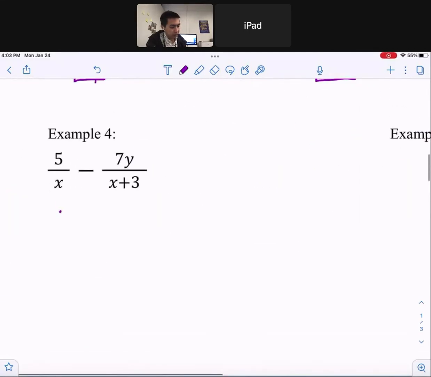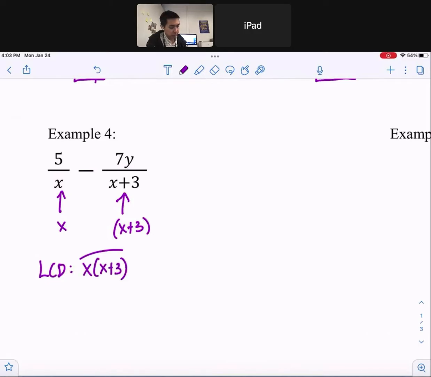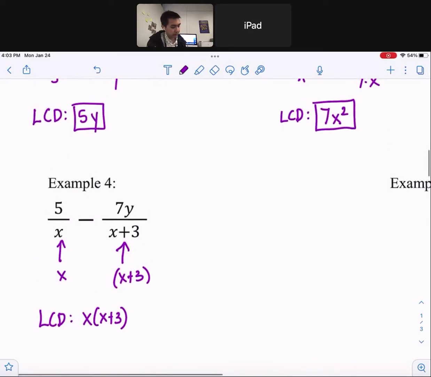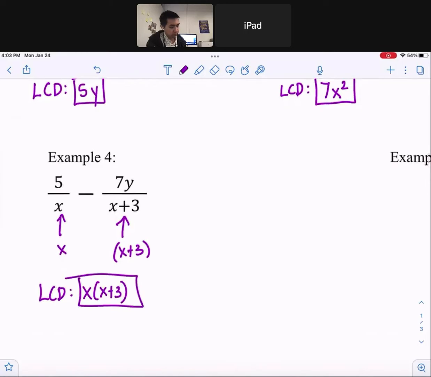Example 4. Now both of these are completely different factors, which means since they're different, they're part of our LCD. Just multiply them together: x times x plus 3. And you keep it like that, just like so.